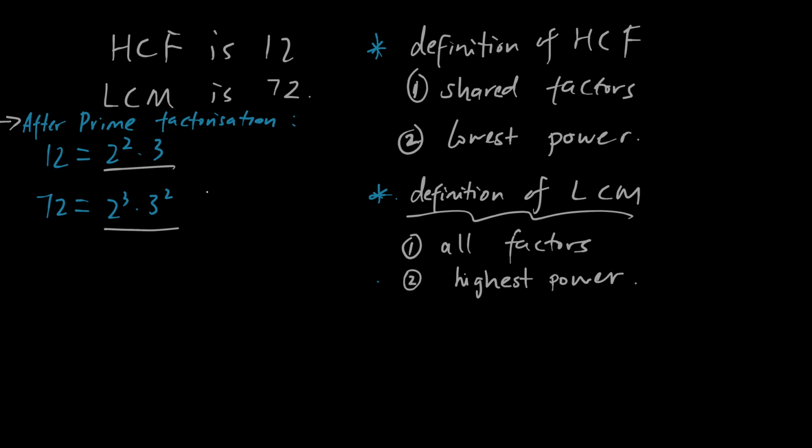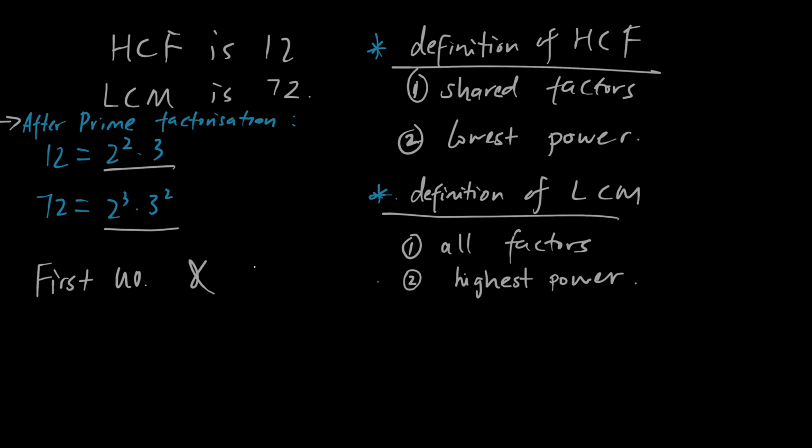The second thing here is you need to remember the definition of HCF and the definition of LCM. You have to know the definition for both of these. The definition of HCF, highest common factor, is shared factors and lowest power. And the definition of LCM is all factors and highest power. I'm going to make use of these two definitions and try to figure out the first number and your second number.